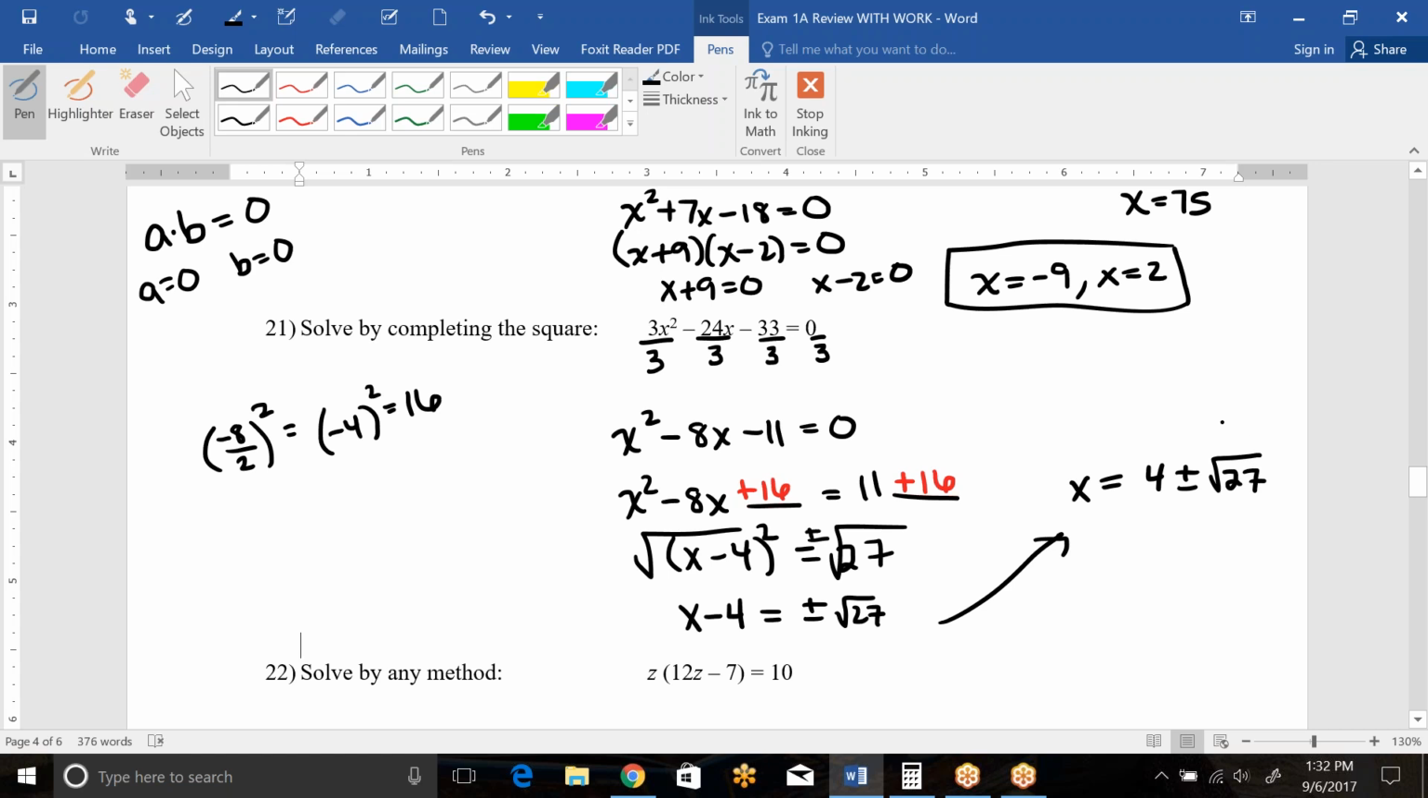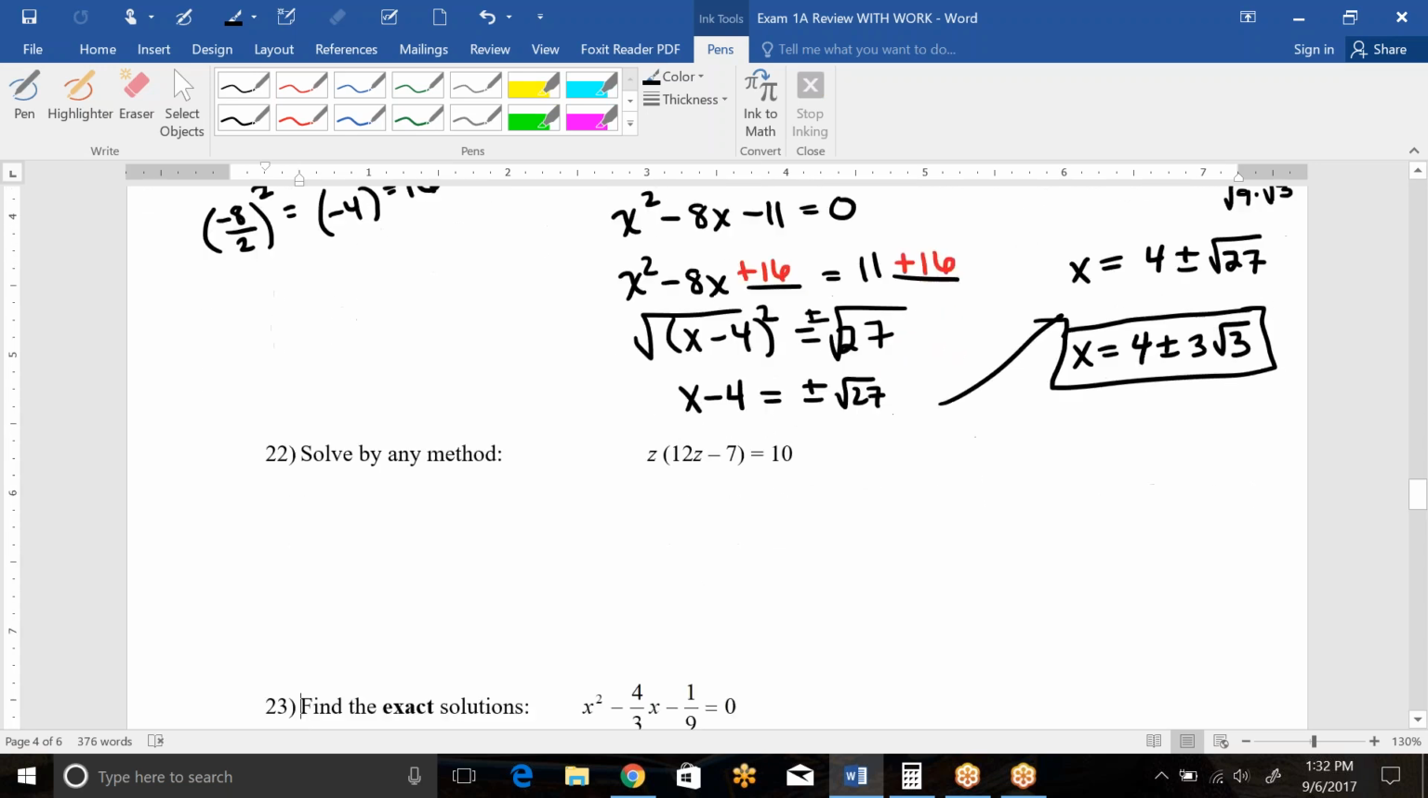It actually does because the square root of 27 is the square root of 9 times the square root of 3. So this is going to reduce into 4 plus or minus the square root of 9, which would be 3, on the square root of 3. And notice that is two separate solutions, 4 plus 3 square root of 3 and 4 minus 3 square root of 3. WebAssign would make you split those up and write the first one as the negative one because that's the smaller one, and then the positive gets written second.